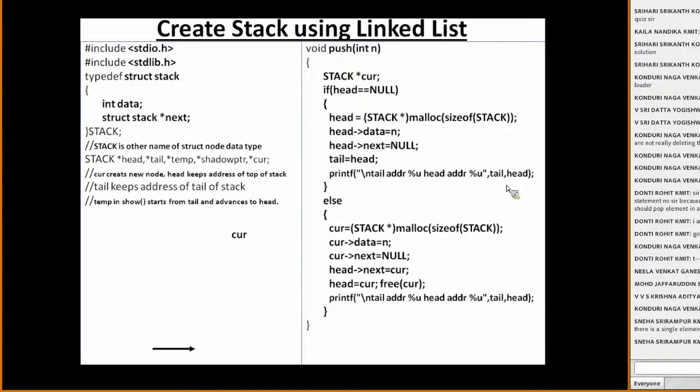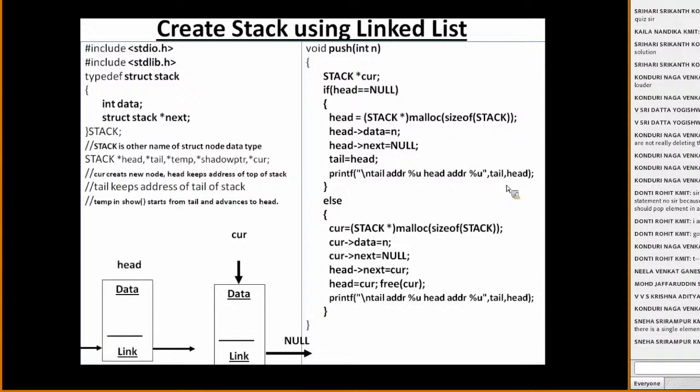Right. Now assume that, I'll show it diagrammatically. Assume that when you are in the else block, right? So this is the situation. Already there are certain elements in the stack. And the head is standing at the last element in the stack. That is the topmost element in the stack. Right? So obviously the topmost element is going to point to null. Are you getting the diagram?